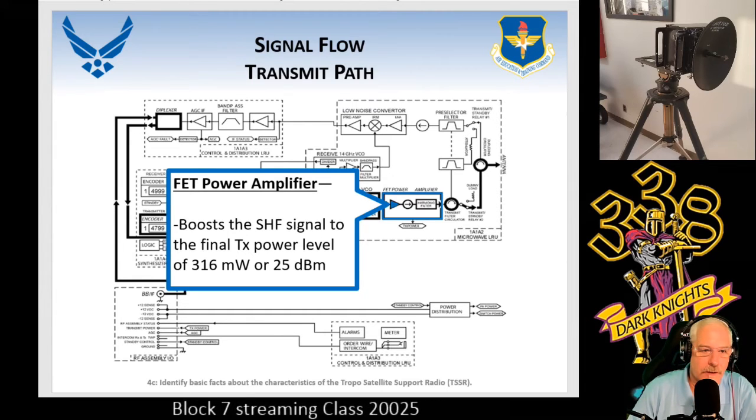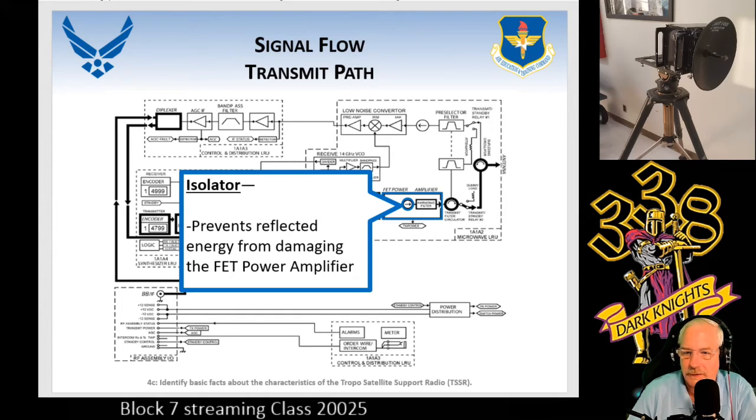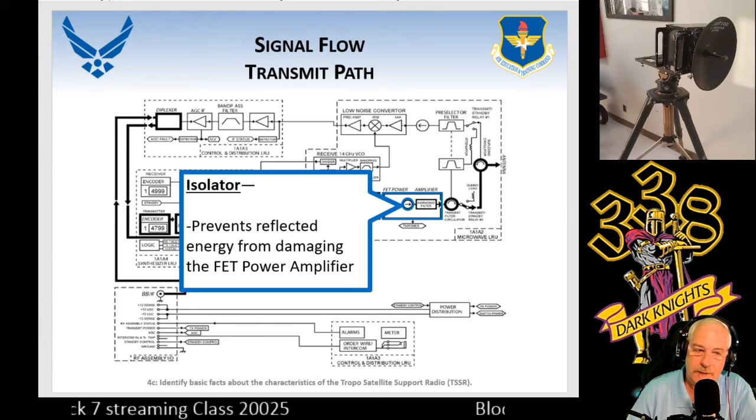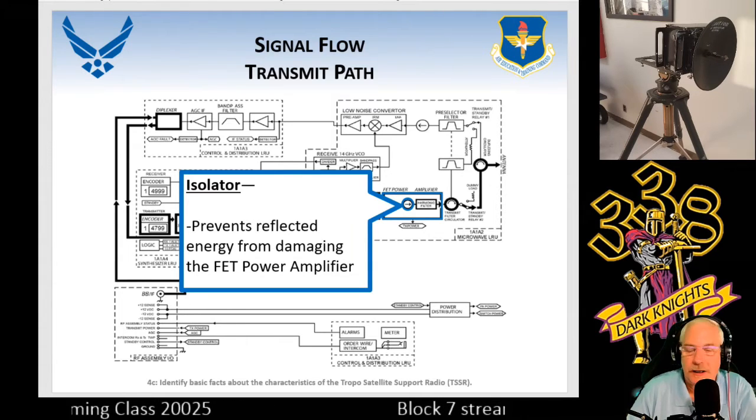When you hit the isolator, we're going to prevent the VSWR from getting back into the whole transmit section, because the last thing you want to do is put reflected power back into that FET. It'll smoke it quickly. So we're going to keep the signal separate from the rest.